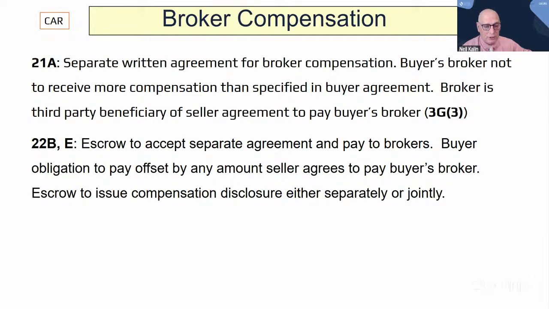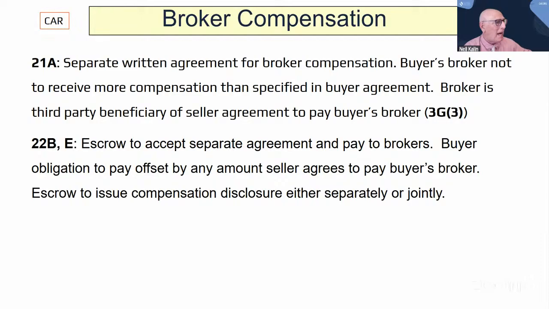The listing agreement, the seller and seller's broker agreement, or the buyer representation agreement, the buyer and buyer's broker agreement, separately deals with the issues of what happens if the principal does not pay pursuant to their own agreement, and there are rights under those agreements to work things out.